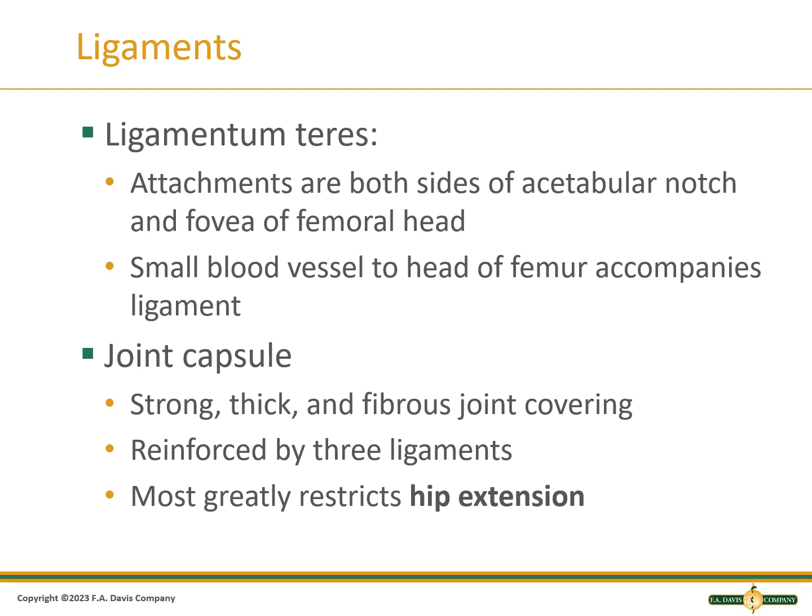Our joint capsule is a strong, thick, and fibrous joint covering that is reinforced by 3 ligaments that each wrap around the joint to create tension for a different direction to produce those firm end feels for all motions except for hip flexion. The joint capsule most greatly restricts hip extension, and again, that's based on its design.